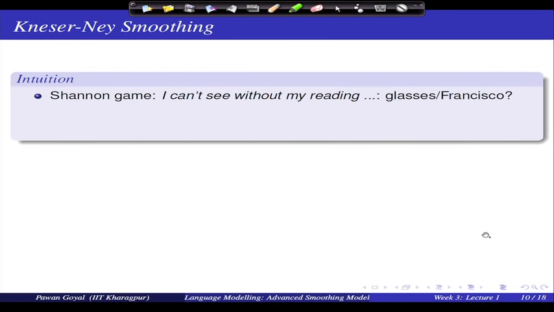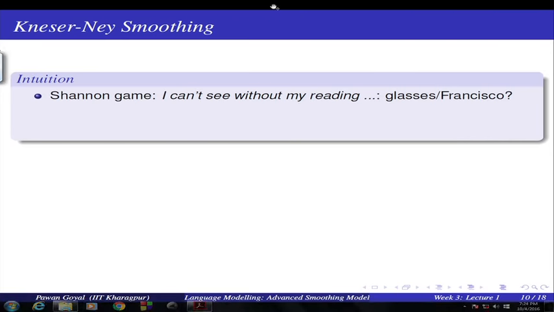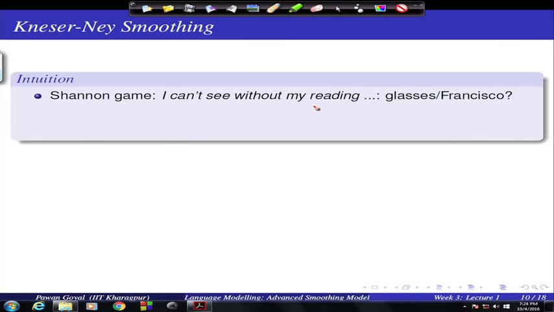So what is the idea? Let us go to Shannon's game again. Suppose I have the sentence, "I can't see without my reading," and I have to fill in this blank. Suppose the possibilities are glasses and Francisco, and all of us will say I should fill in glasses here. Now take a scenario where "reading glasses" does not occur in my training data, and "reading Francisco" also does not occur in my training data.